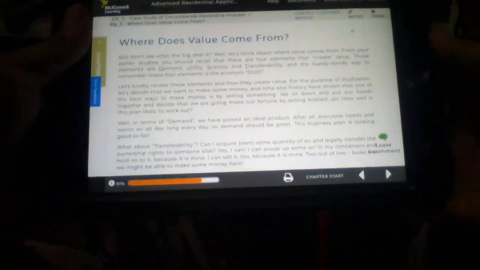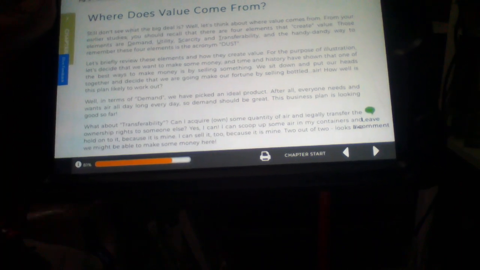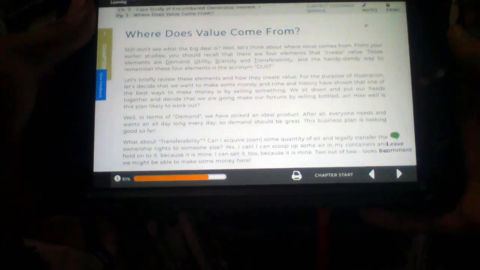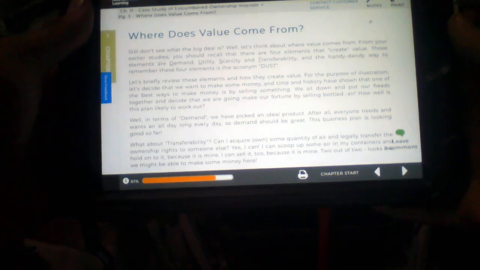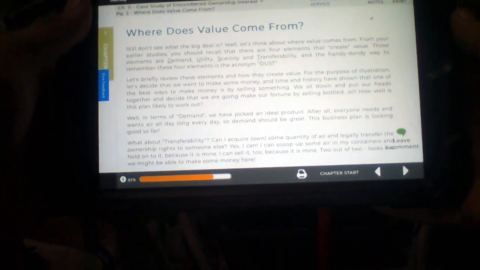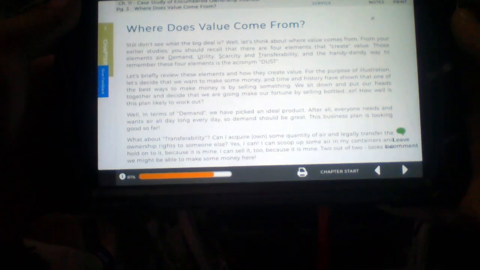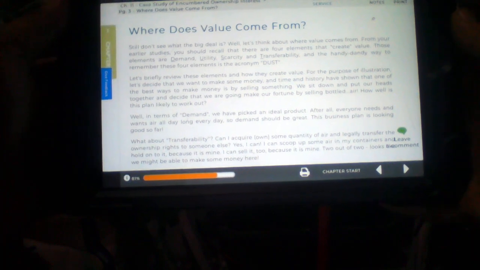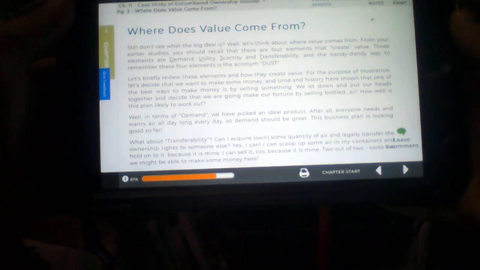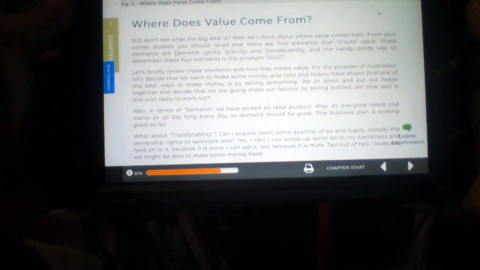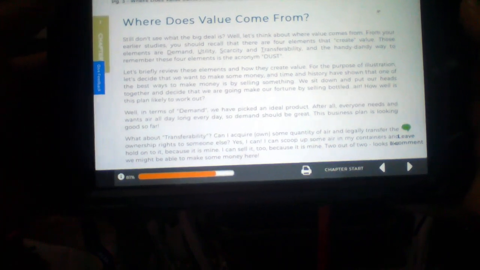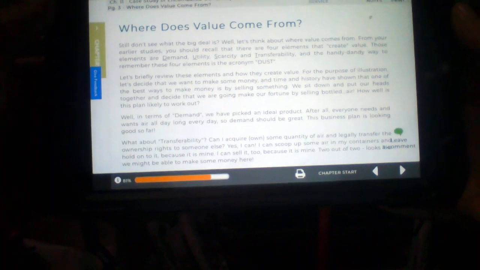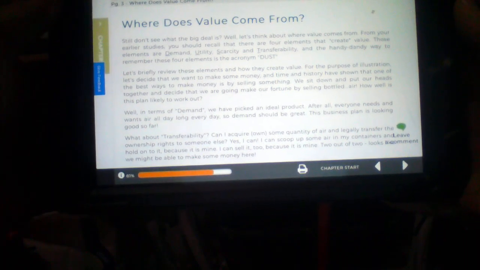Still don't see what the big deal is. Well, let's think about where value comes from. From your earlier studies, you should recall that there are 4 elements that create value. Those elements are demand, utility, scarcity, and transferability. And the handy-dandy way to remember these 4 elements is the acronym DUST.